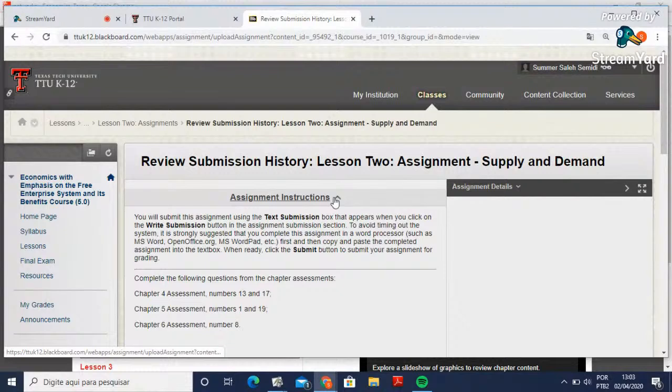If you need here, we have more instructions. You will submit the assignment using the text submission box that appears when you click. So remember, use the text submission box, okay? To avoid timing out, they always tell you to do it on Word and then you can copy, okay? And paste in the submission box. If you have any questions, okay, you can text me anytime.